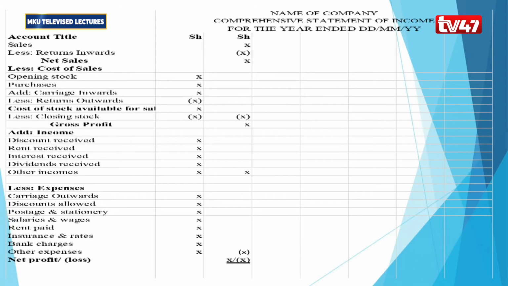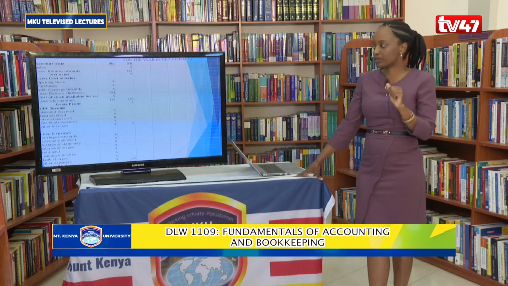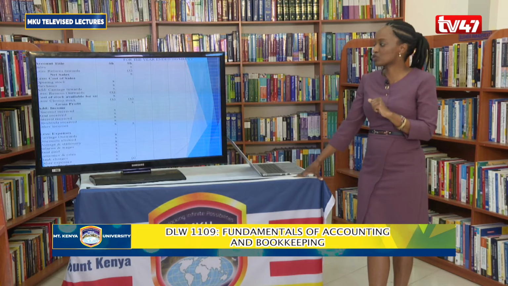Now, when you make these purchases, it's possible that you are likely to have a transport expense. Now, that transport expense that you pay from the supplier to the business, that's what we refer to as carriage inwards.